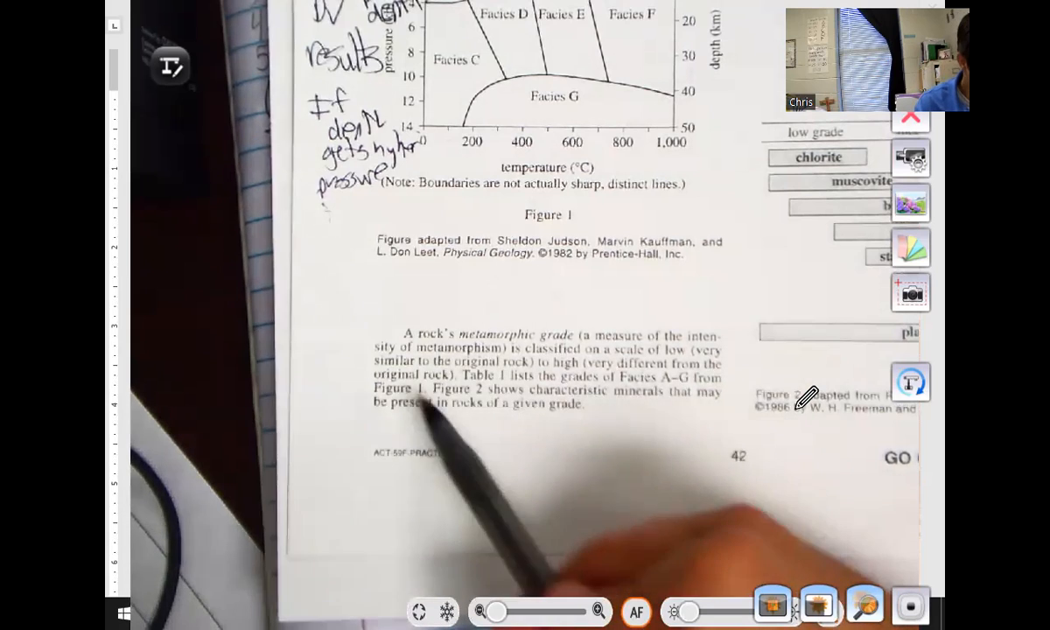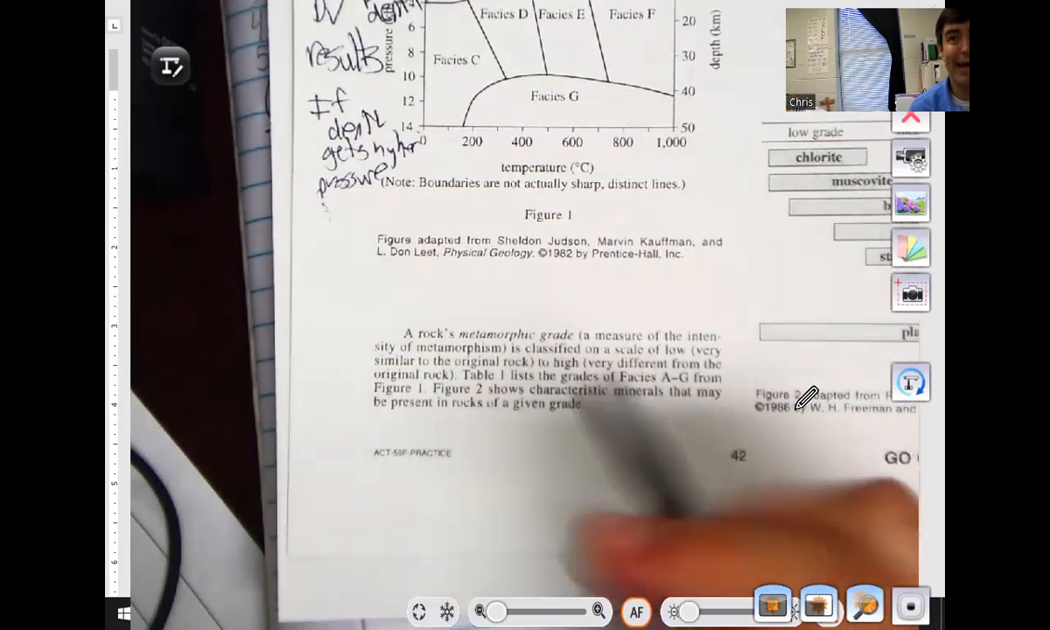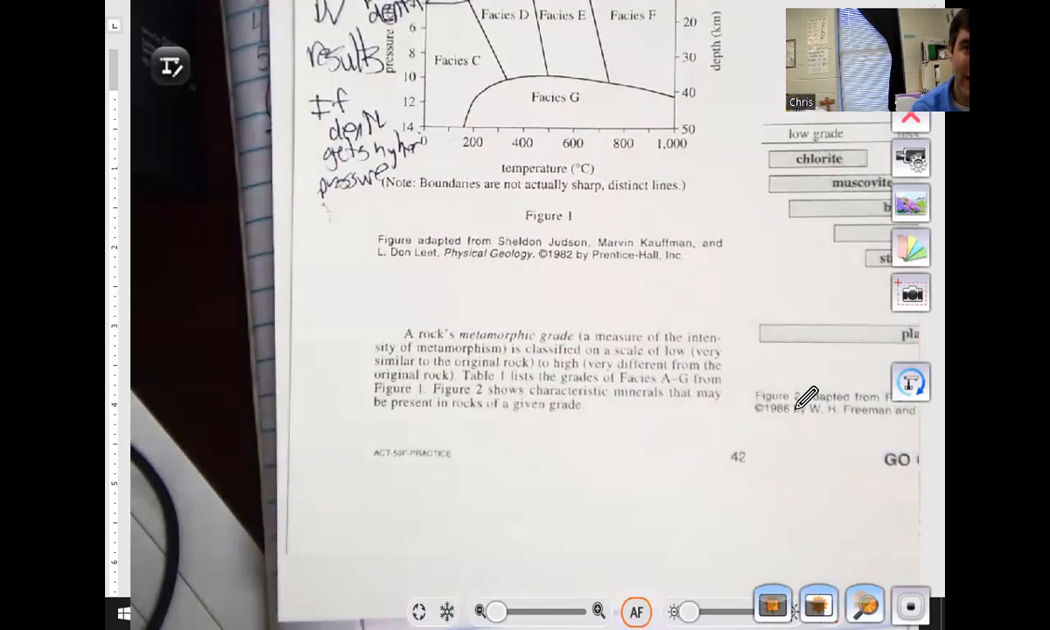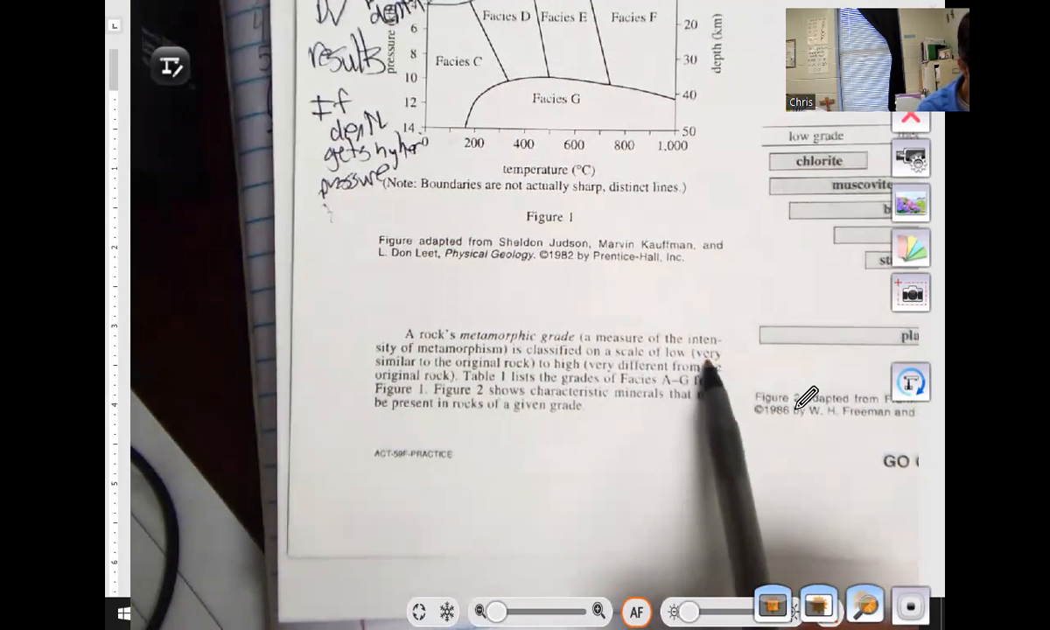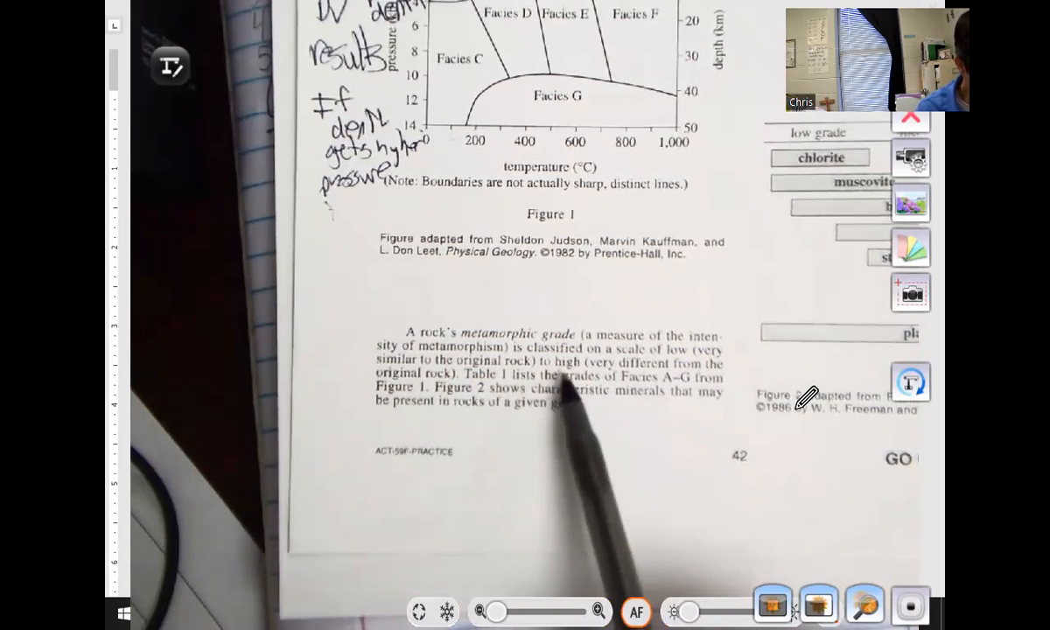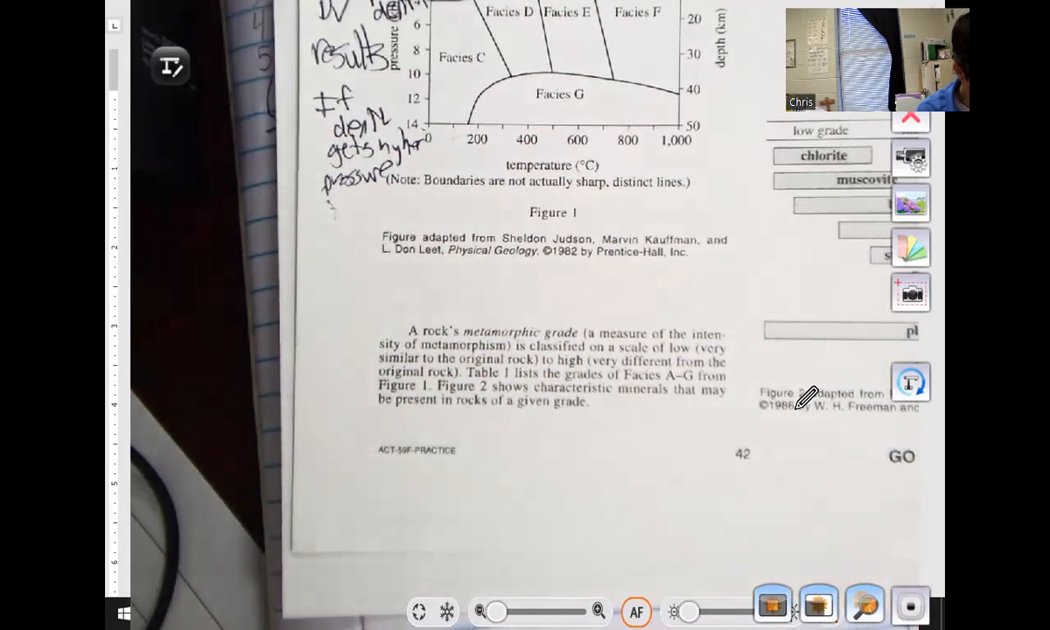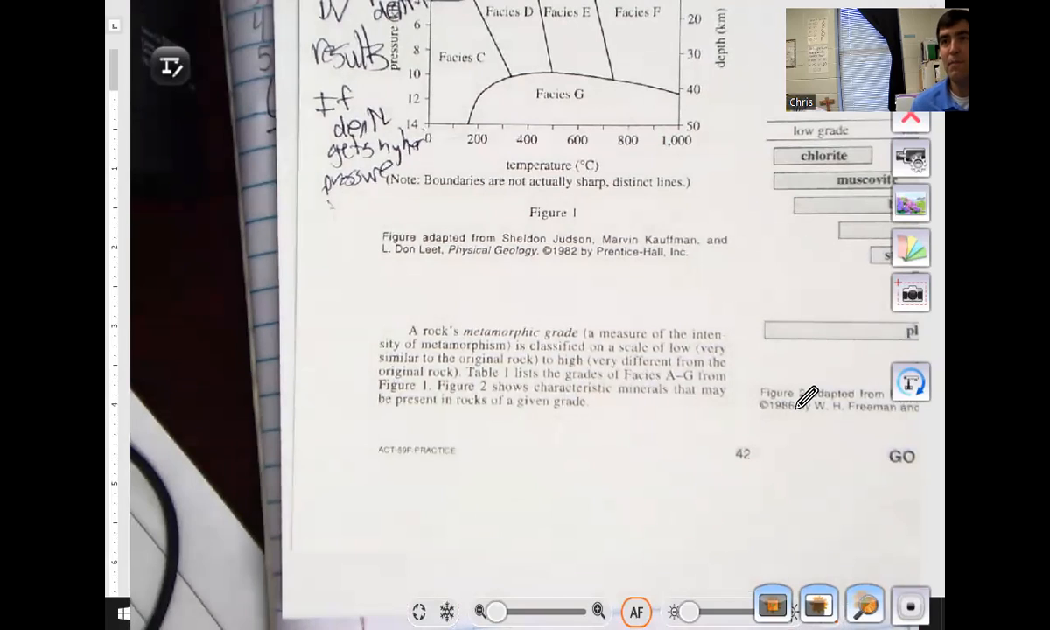All right, and so now I say, well, I don't know what metamorphic grade is. Tell me what metamorphic grade is. It's a measure of the intensity of metamorphism. Okay. And it says low means, what does low mean? Very similar to the original. And then what does high mean? Very different from the original. So metamorphic grade, that's what they're trying to say. If the intensity is low, that means it's still very similar to the original rock. If it's high, that means it is very different.